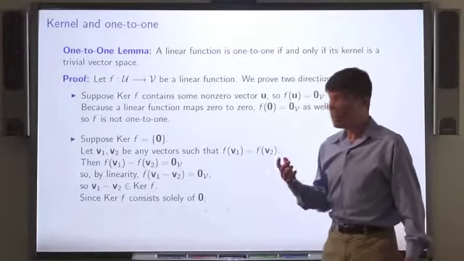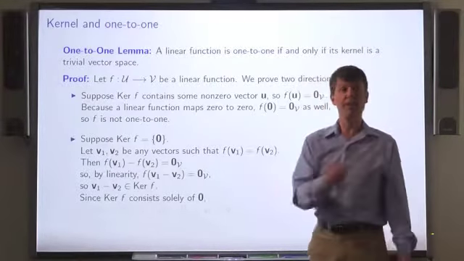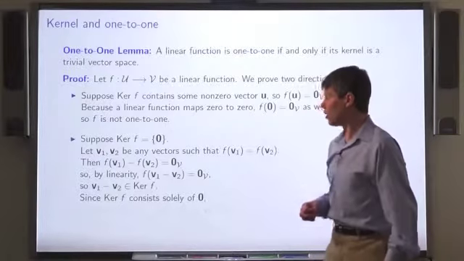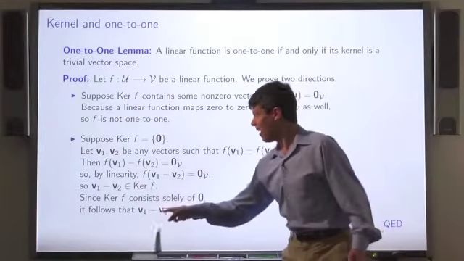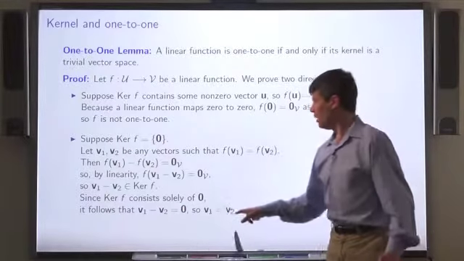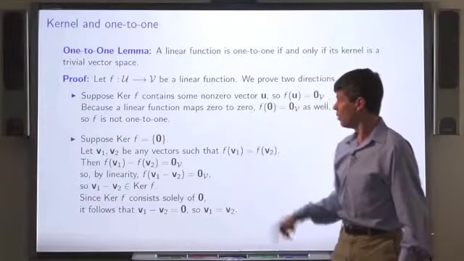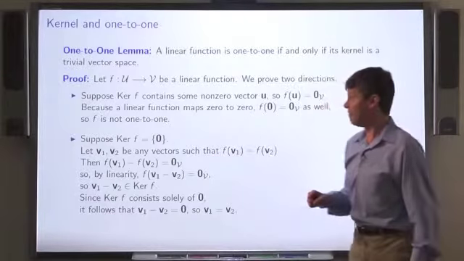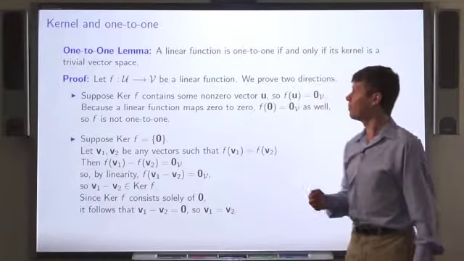But we said that the kernel of f is trivial. It consists only of the zero vector, so it must be that v1 minus v2 is the zero vector, which shows that v1 equals v2. So that shows that this function is in fact one-to-one.